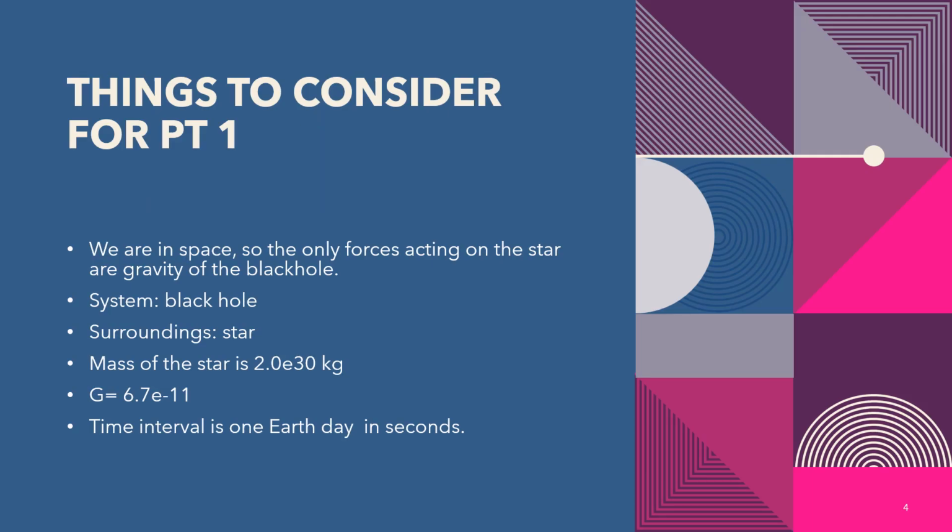So some things to consider for part 1. We're in space, so the only force acting on the star is the gravity of the black hole. The system is the star and the surroundings are the black hole. The mass of the star is 2 times 10 to the 30th kilograms. G is 6.7 times 10 to the negative 11th, and the time interval we're using for this part of the code is 1 Earth day in seconds, which came out to be 86,400.